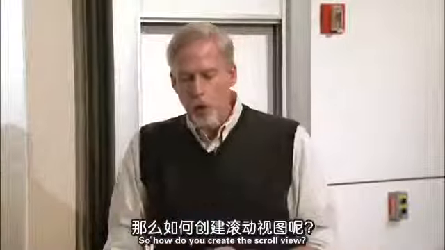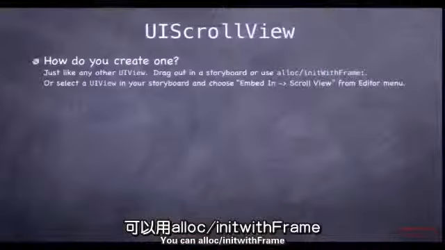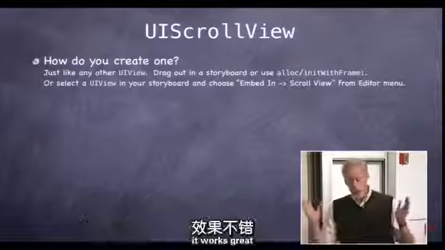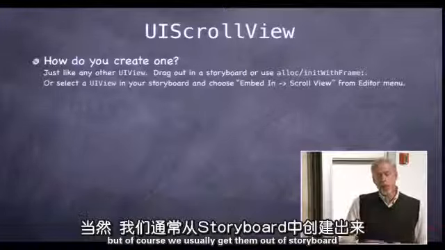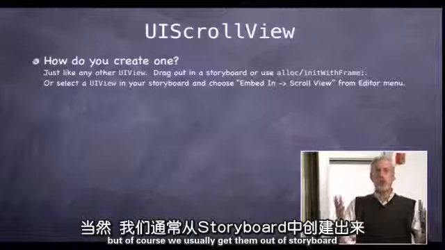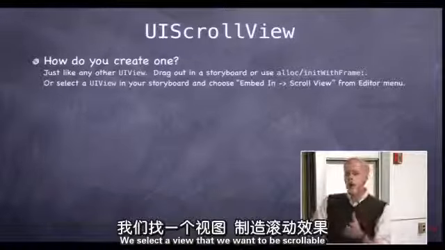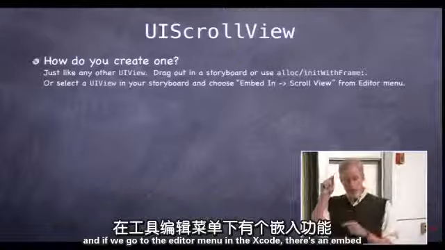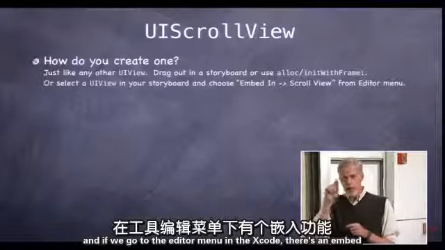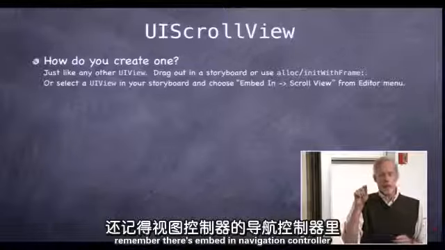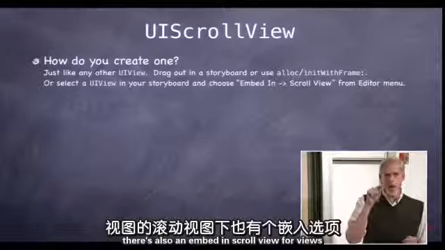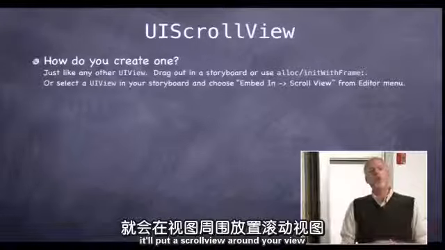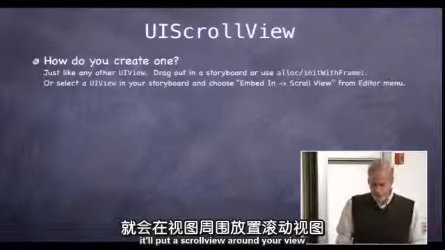So, how do you create a scroll view? You can allocate it with a frame. It's just a normal view, and then just set the content area and start adding subviews. It works great. But of course, we usually get them out of storyboards. And how do we put them in a storyboard? We select a view that we want to be scrollable, and if we go to the Editor menu in Xcode, there's an Embed. Remember there was Embed in Navigation Controller for view controllers. There's also an Embed in Scroll View for views. So you say Embed in Scroll View, and boop, it'll put a scroll view around your view. Simple as that.